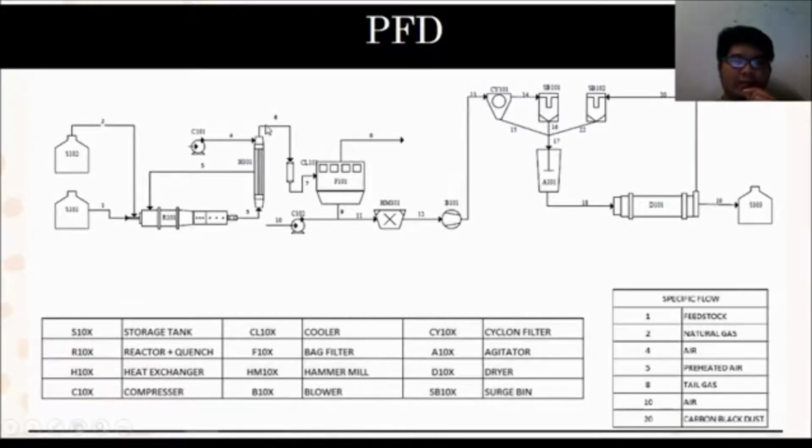Then the carbon black stream will enter the back filter to filter the dust, and then it will go to the hammer mill. After the hammer mill, it will go to the blower, then into the cyclone, then enter into the agitator. After that, the carbon black will be dried.